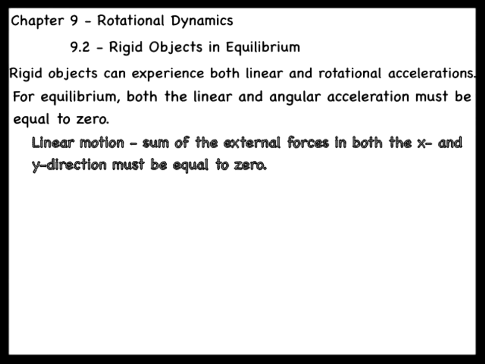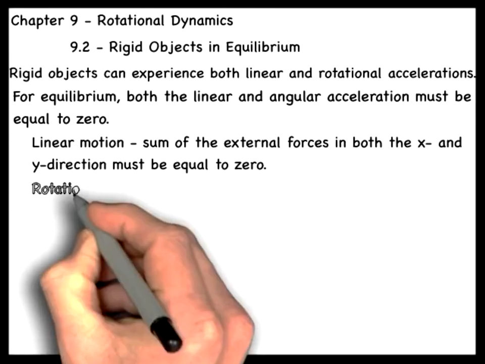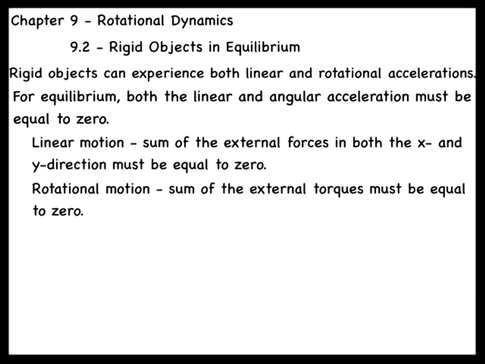For two-dimensional linear motion, this means the sum of the forces in both the x and y direction has to be equal to zero. We must also consider the rotational motion of the rigid object, which cannot change under equilibrium conditions. Since it is torque that produces changes in rotational motion, the sum of the external torques acting on a rigid object in equilibrium must also be equal to zero.